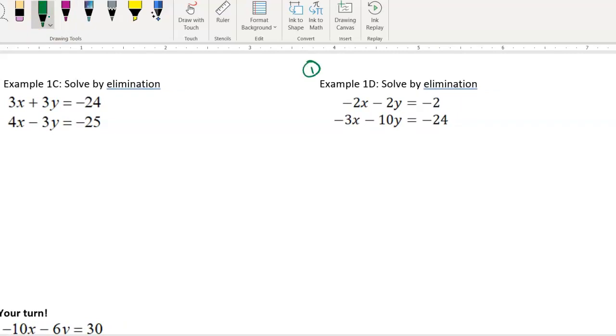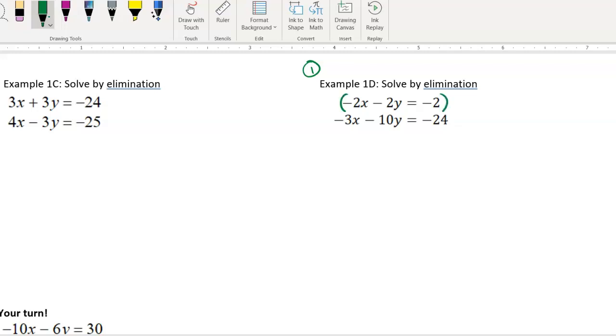For this one, my goal is to add these two equations, and when I add them, get rid of one of the variables. If I just added these two without doing anything to it, negative 2x minus 3x, that's negative 5x, that's not 0. If I add the y's together, negative 2y and negative 10y, that's negative 12y, that's not 0. So we want to get rid of one of the variables. So what could I multiply one of the equations by so I would eliminate one of the variables?